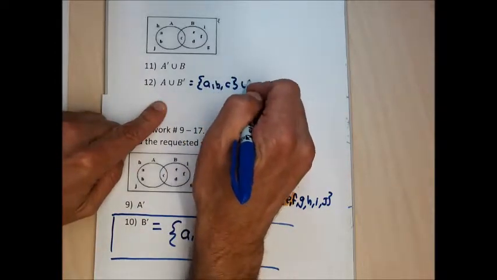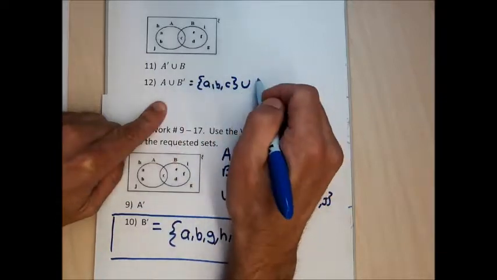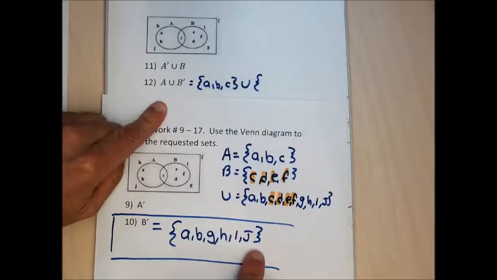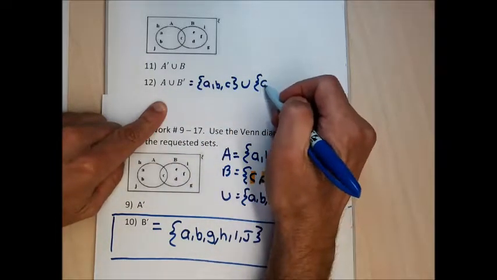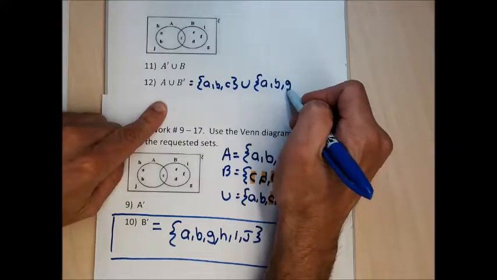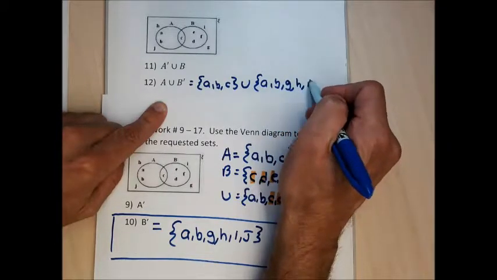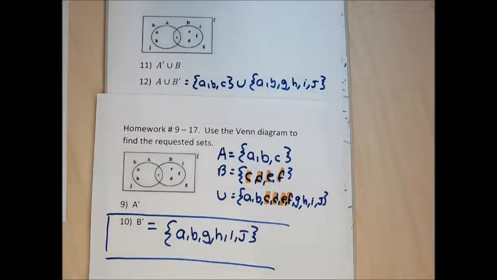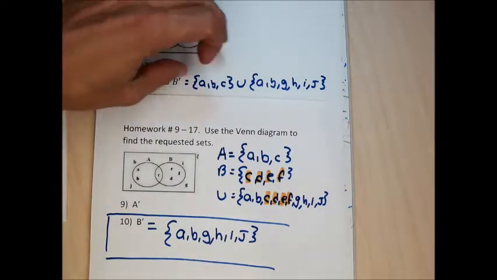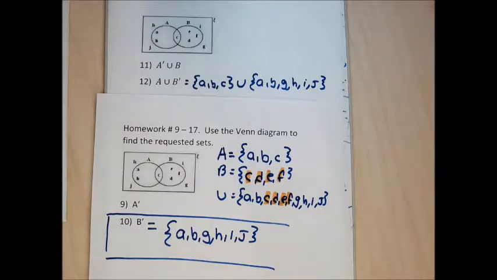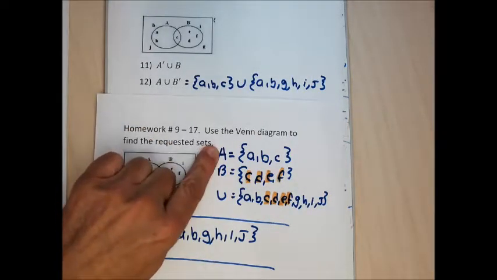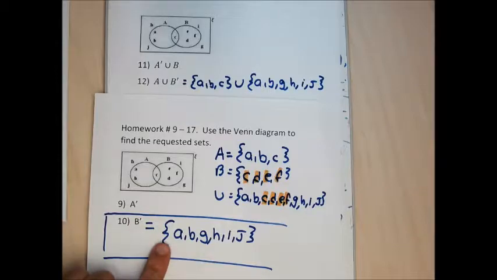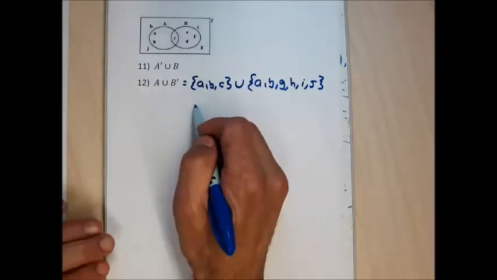I'm going to keep the union sign, and in place of the symbol for B complement, I'm going to put this set that has A, B, G, H, I, and J. So that would be the set A union B complement written without the letters, written with the sets in their place, using the A that I had from looking at the picture, the B complement that I figured out when I got my answer to number 10. And now I'm going to union these two sets.